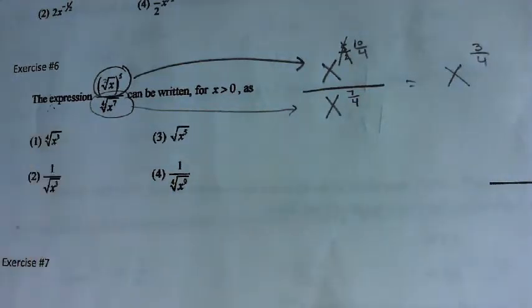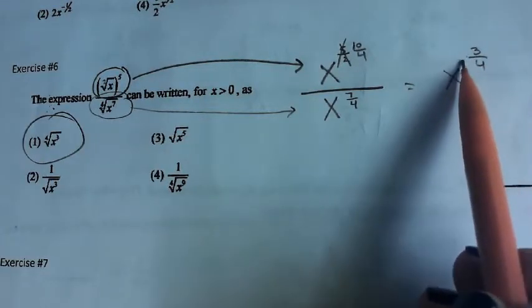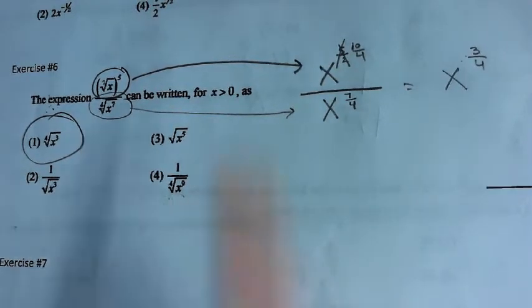Which one of these is the equivalent radical form to that? 1. Everyone see that? If it had been a negative 3/4, you guys, that negative exponent would have brought it to the denominator. So that would have been option 4.